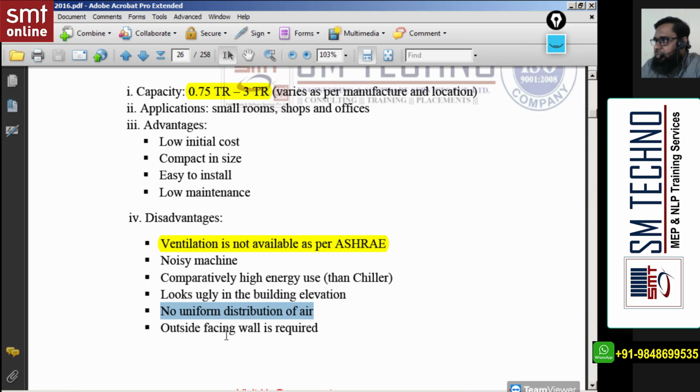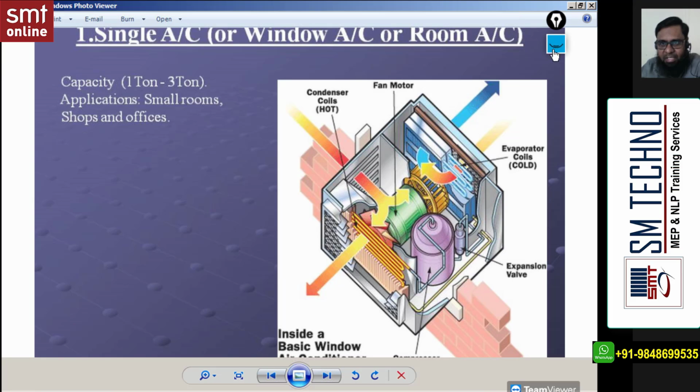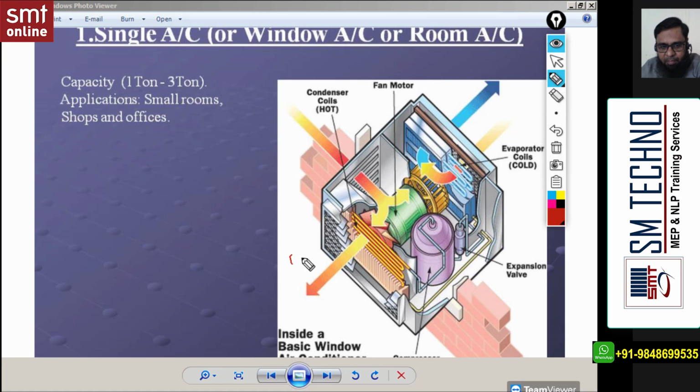Next, an exposed wall is required. Can we install a window AC in between two rooms? For example, this is room 1, this is room 2. Suppose room 1 is non-AC. Can we install it in between these two rooms, non-AC and AC? We cannot install it. Why? Because it will continuously reject the heat from the condenser. So even if it is a non-AC room, after some time the room temperature increases because continuously we are throwing the heat out.